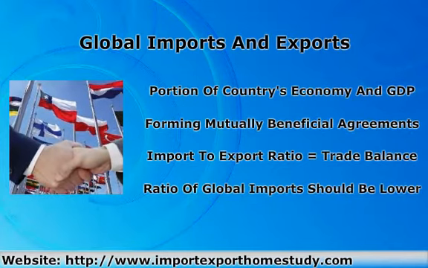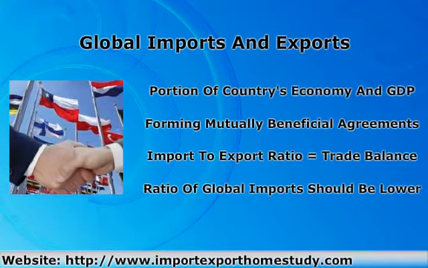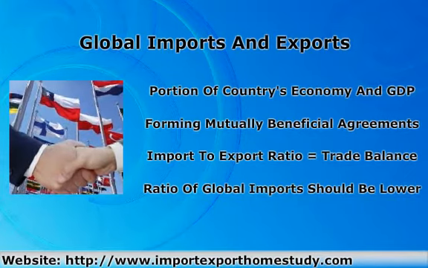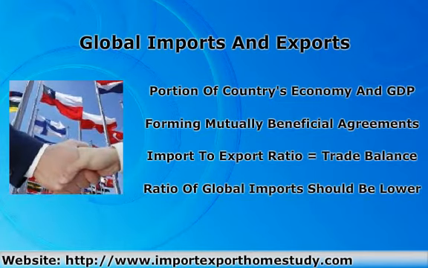Regulating global imports. Usually countries regulate trade with each other by forming agreements that are mutually beneficial in terms of purchase prices for exported goods and favorable taxation rates on imports. This ratio of imports to exports is called a balance of trade. When a nation exports more products than it imports, they have a positive balance or trade surplus. Ideally, the ratio of global imports should be lower than that of exports to avoid a trade deficit. Trade deficits can indicate a weak economy that is dependent on outside commodities.